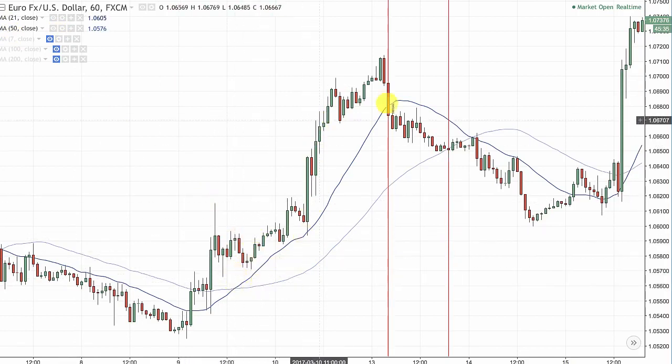In my own trading, I use the 20 because it's a good compromise between the very short-term and the longer-term moving average.